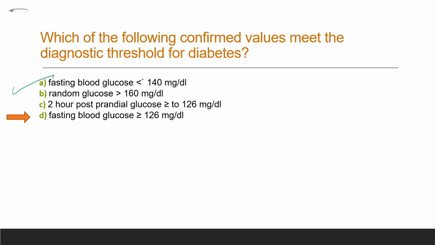Because in option A, the fasting blood glucose is less than 140, which is not correct as it should be more than 126. Option B, random glucose more than 160, is not correct as it should be only 140 milligram per deciliter. In option C, 2 hours postprandial blood glucose more than 126 is not correct as it should be 140 milligram per deciliter.